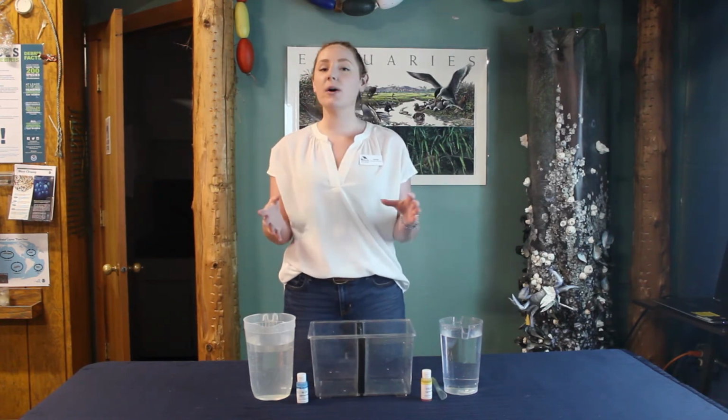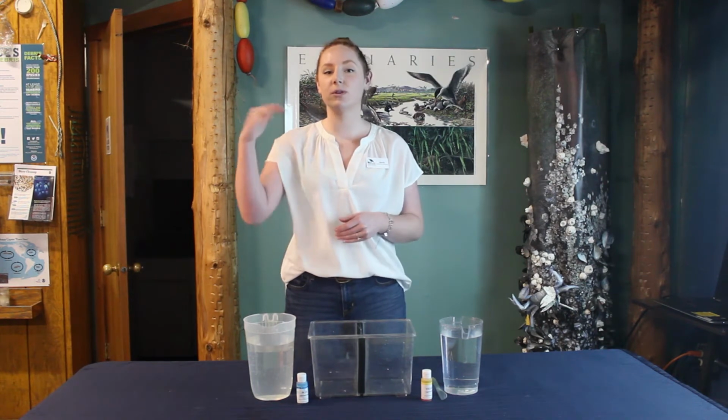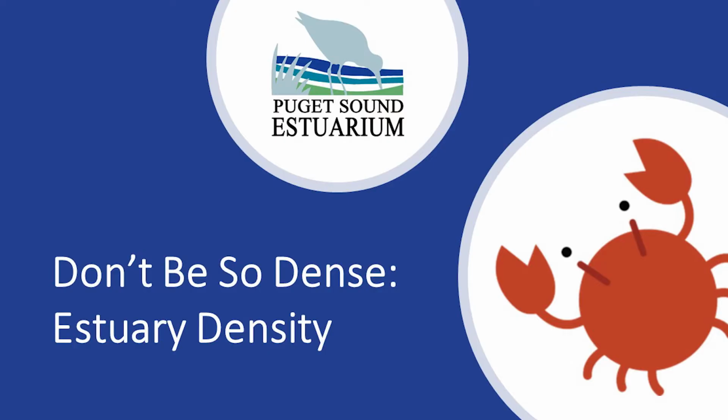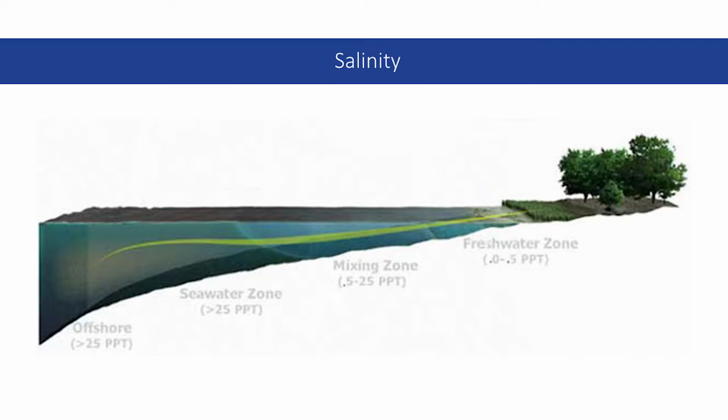Today we're going to learn all about ocean density and what happens when the river meets the sea. During the estuary density lesson, you'll learn how salinity is different in the estuary compared to the open ocean, what determines density of seawater, how density affects the estuary, and why the Puget Sound is so productive. Before we learn about density, we first have to understand salinity.